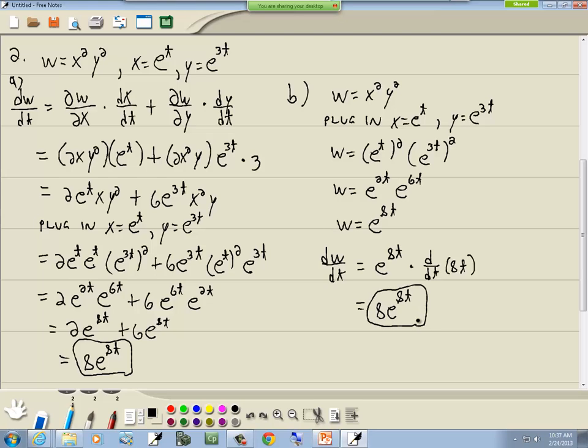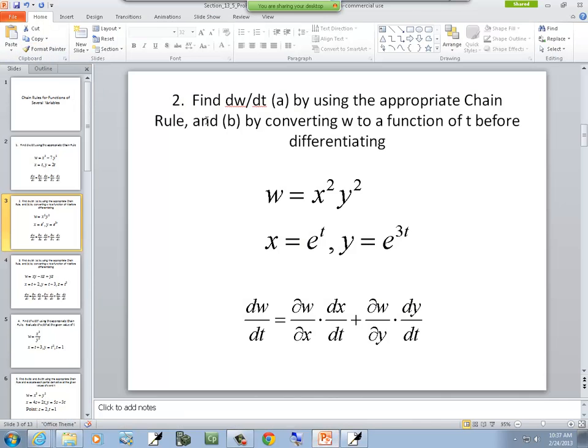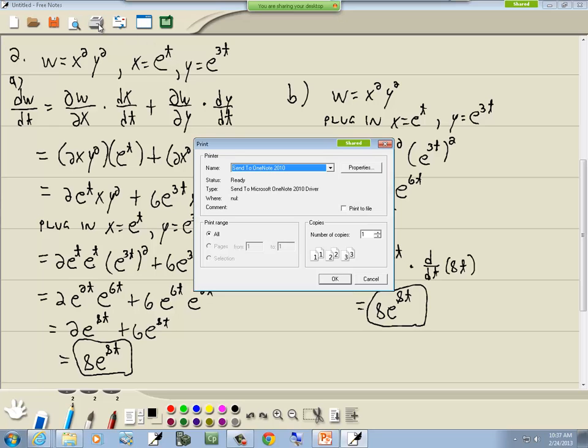You can see that a lot of times, by switching it back to everything in terms of t's instead of x's and y's, it's actually a little bit easier to take the derivative. Let's see, what's this called? Chain rule for functions of several variables.